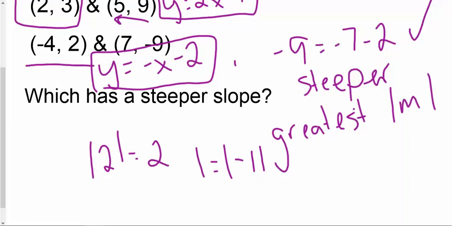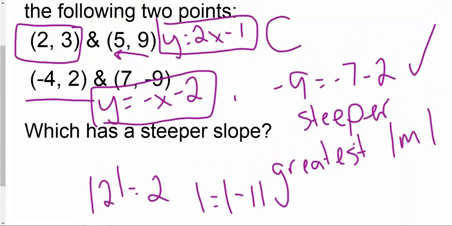So which one had the steeper slope? Well, the first one, right? This had our steeper slope. And if we wanted to, we could graph these two lines, and we see that one essentially rises or goes lower quicker than the second line. So because the absolute value of 2 is greater than the absolute value of negative 1, it has a steeper slope.